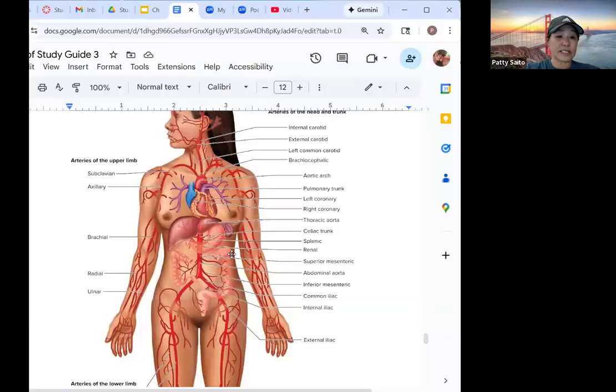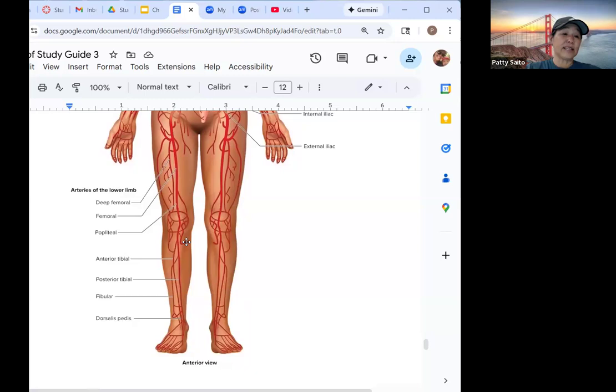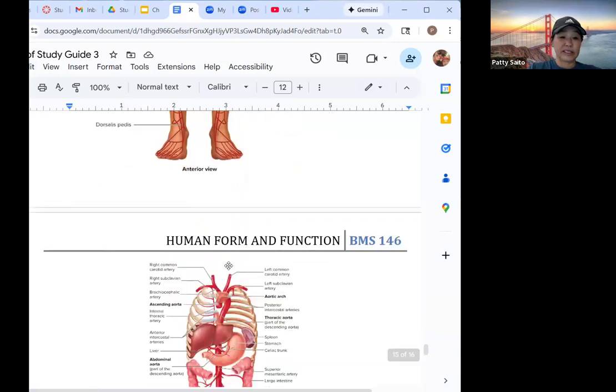Okay, so this is nice. You can see them all coming down here, and then we split into the common iliac, then we get the external iliac, and then the femoral artery. Okay, and it continues, right? It's not going to stop, and they all have names, but that's where we're going to stop.